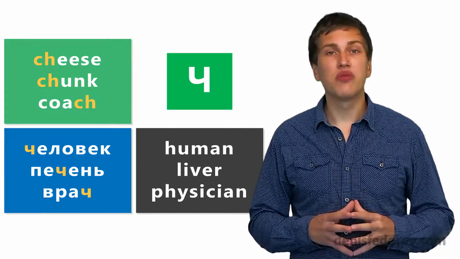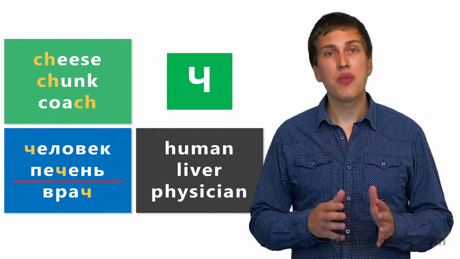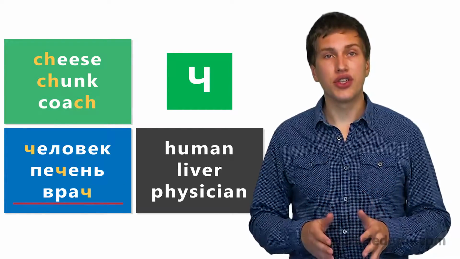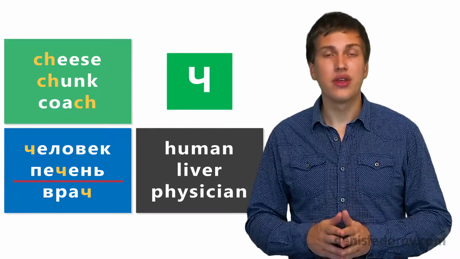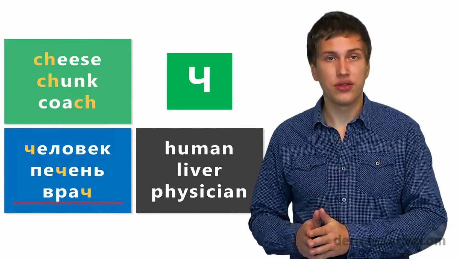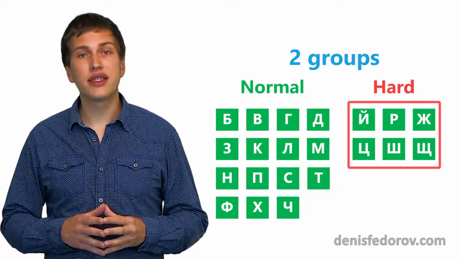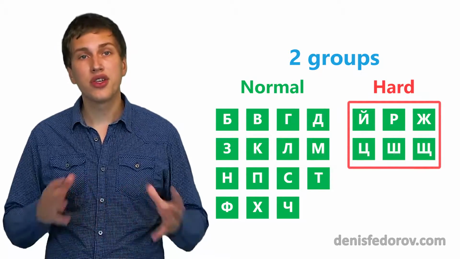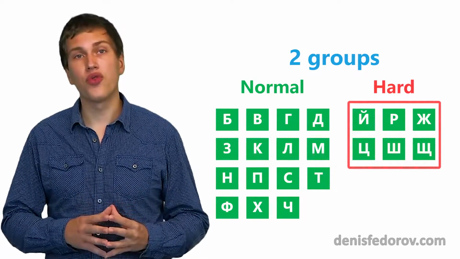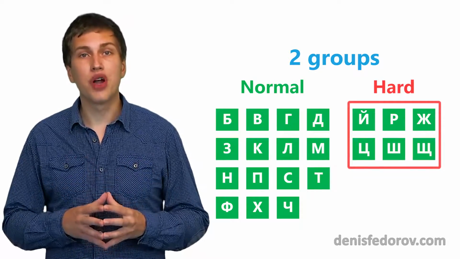The Russian examples for Ч are человек, печень, врач. Now the second group. This group consists of 6 letters that cause constant problems to foreigners. So let's thoroughly go through these letters to make you understand how to pronounce them properly.